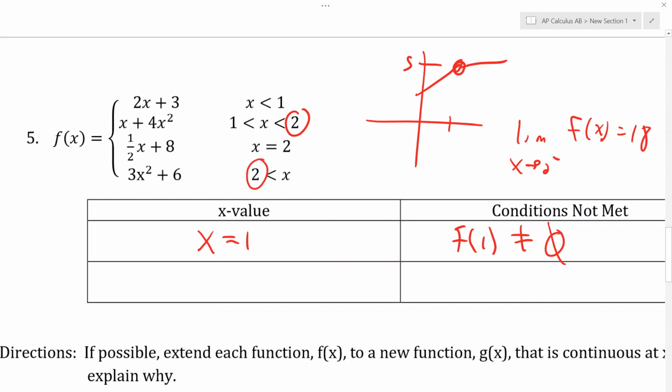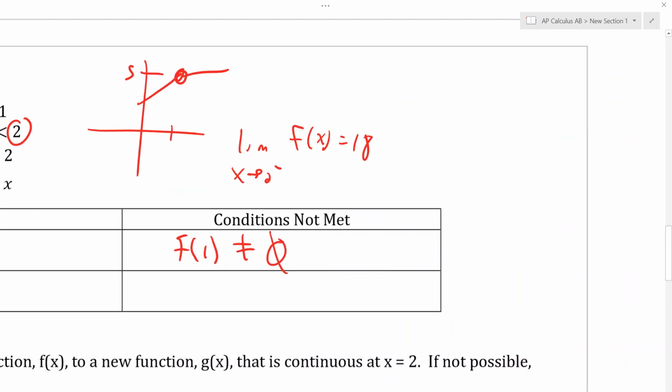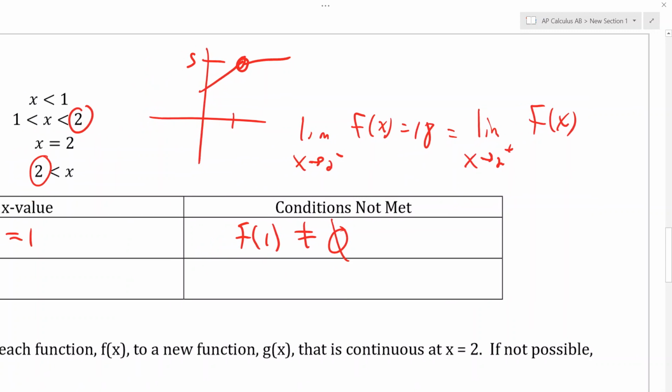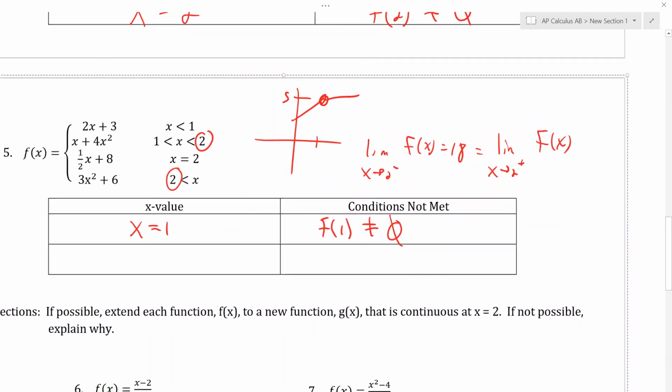I've put a 2 in there. I get what? 18. Oh, that's nice. So that does happen to equal the limit as I approach 2 from the right. So what that means is that either this thing is continuous or there's a hole. We know both sides are going to the same place. There's only 2 things that could happen. There's a point there or there's not a point there.